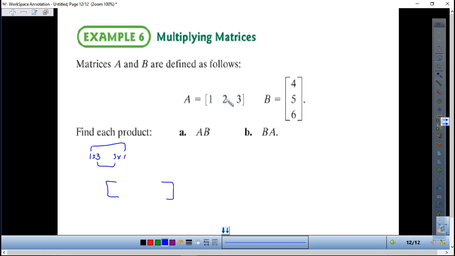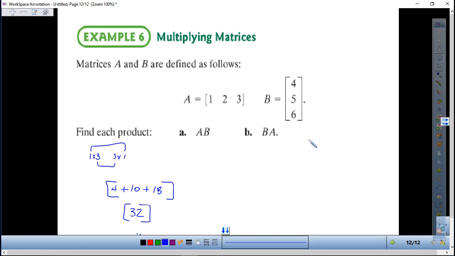Well, that's easy to deal with. So all I'm going to do is go across my row and down my column. 1 times 4, 4, plus 2 times 5, 10, plus 3 times 6, 18. And then when I add those, 14 plus 18 gives me 32. Do not write that as just a number because it's not just a number. It is a single element matrix with that one element being 32. Don't just write the number 32. It's not the same thing.